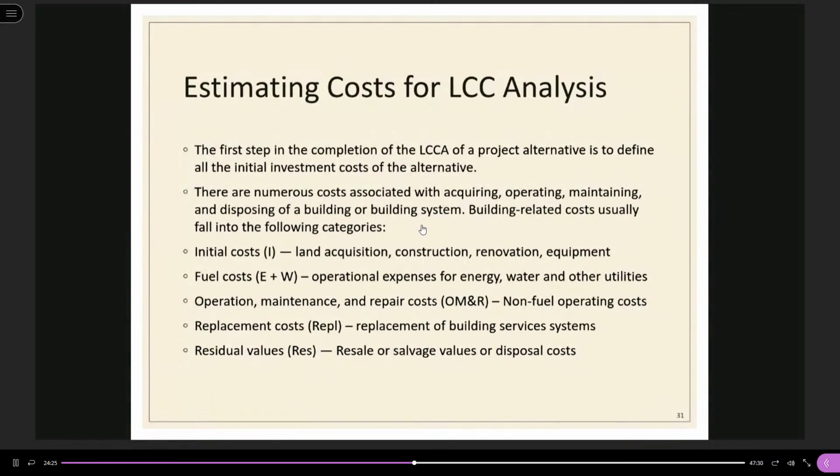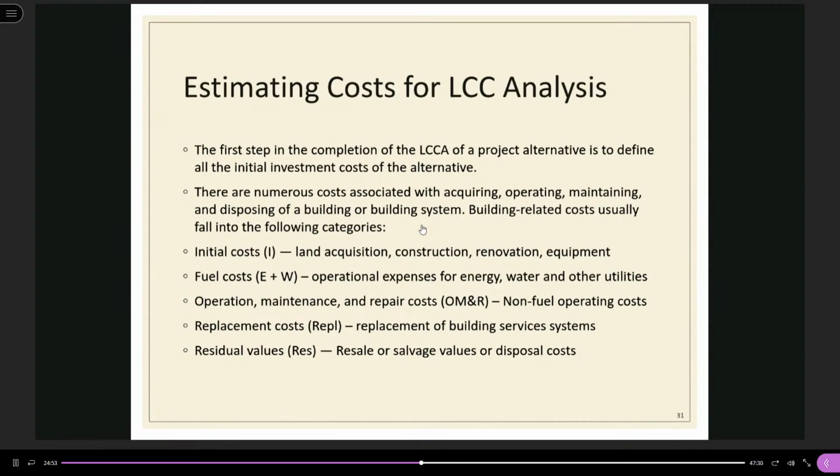Just like for our home, I need to pay for the electricity and the water bills and also town gas. So these are my utility bills. So E and W is the fuel costs. Then operation, maintenance, and repair costs. So these are not about the energy, so non-fuel operating costs.